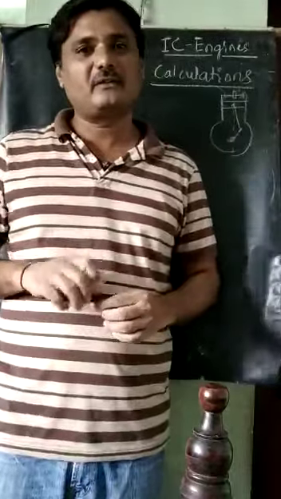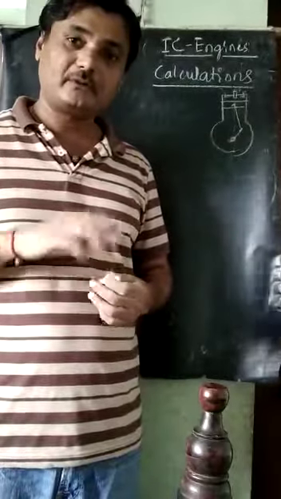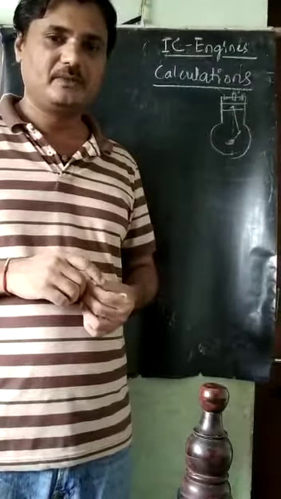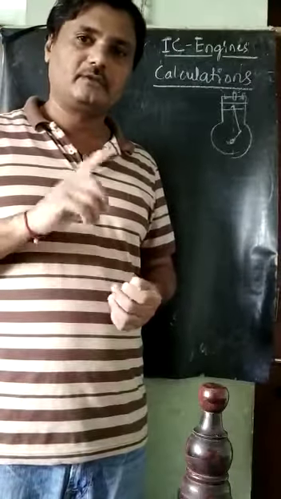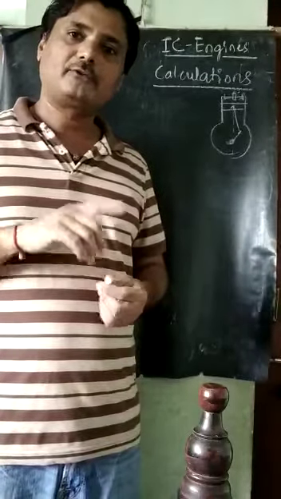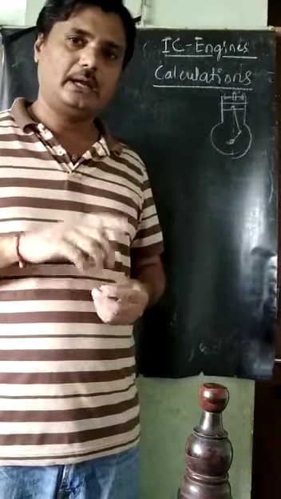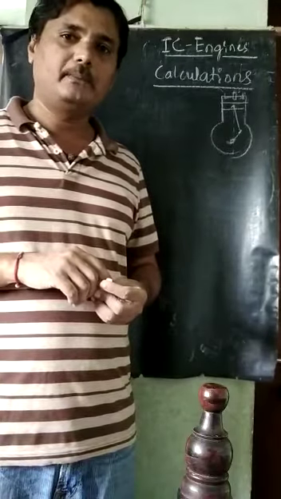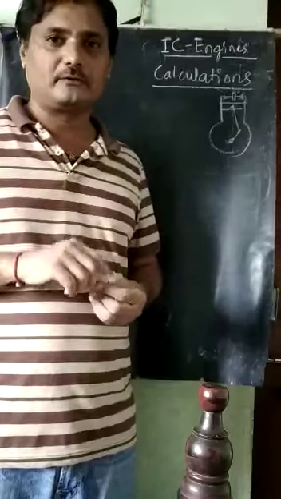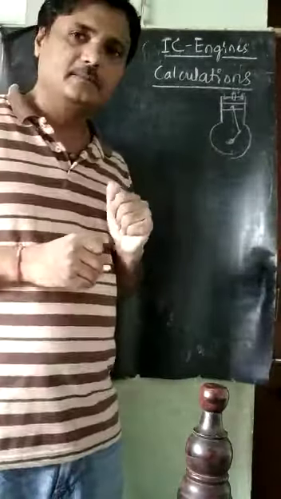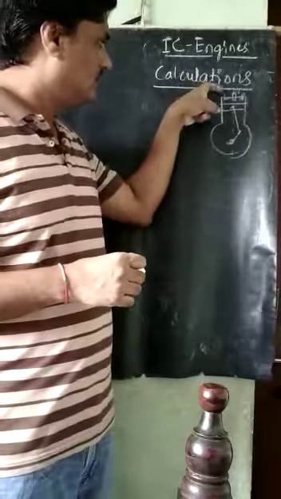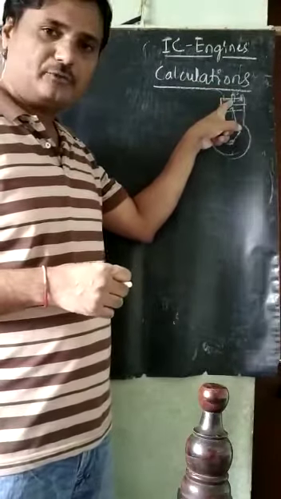As we are studying some important performance calculations of the IC engine, we have already studied indicated power and energy input. Energy input is mass flow into calorific value, and indicated power is IPLAN divided by 60, with n divided by 2 in the case of the 4-stroke. Now energy is inputted, and indicated power has been developed.